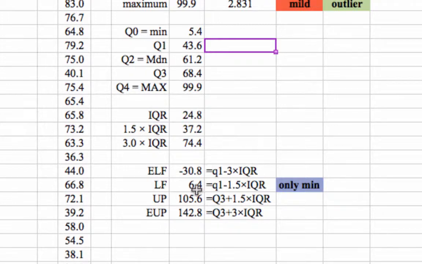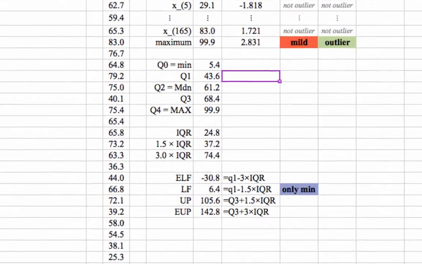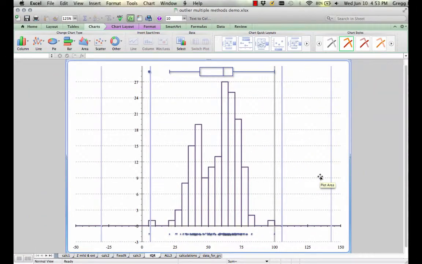In this case, the values end up being 6.4 for the lower fence and 105.6 for the upper fence. Looking at the graph for this, what we see is that the lower fence is here at 6.4, and the upper fence is at 105.6. Unfortunately, the data only ranges from 0 to 100, so both the upper fence and the extreme upper fence don't really apply to this data set, and for that matter, the extreme lower fence does not either. So we only have one value which falls outside of the lower fence, which is the minimum value, and that is indicated as the outlier in this box plot.